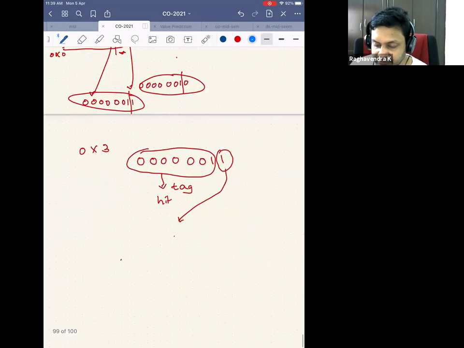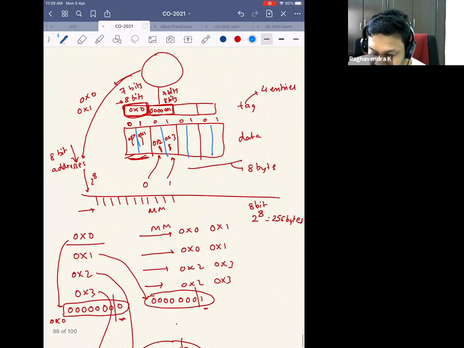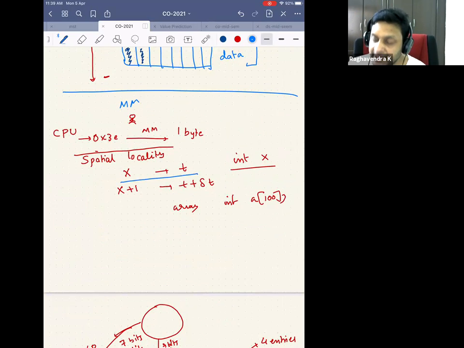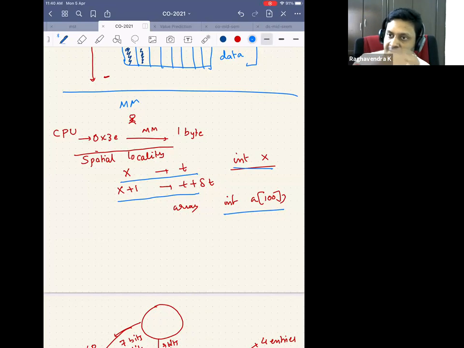Because of spatial locality, which says that if address X is accessed at time t, then there's a very high probability that the next address will be accessed in a very short duration, that is t plus delta t. You can see it when you declare an array, or anything that exhibits spatial locality. If I'm accessing address A[0], then there's a very high chance that I will access A[1]. If I'm accessing one address in this tag, the next address I will access again, right?